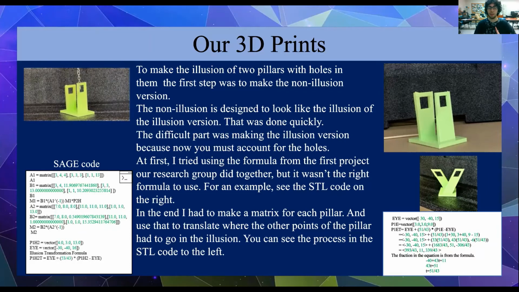And I do have examples of the Sage code and the STL transformation code, I think. Yeah, I do. So that should give you some idea of what I had to go through to make my illusion and non-illusion versions of my model.